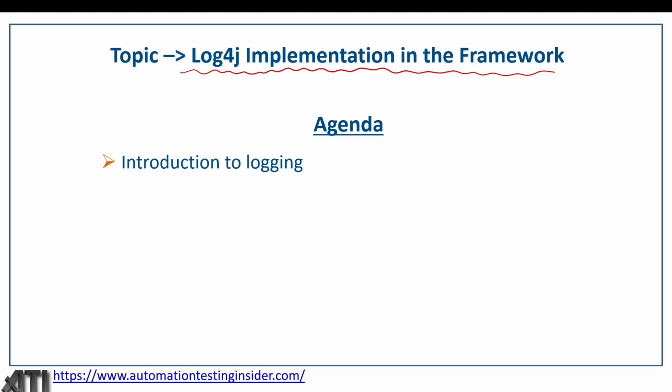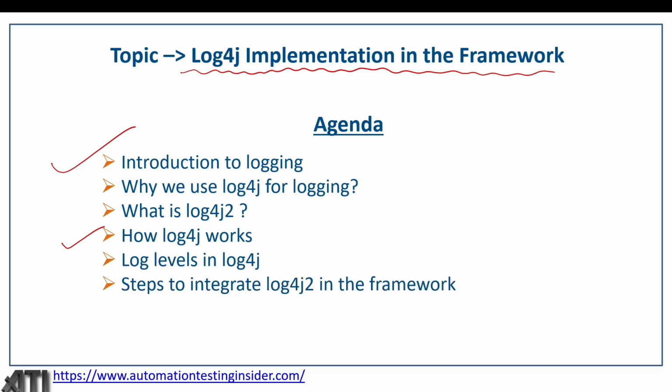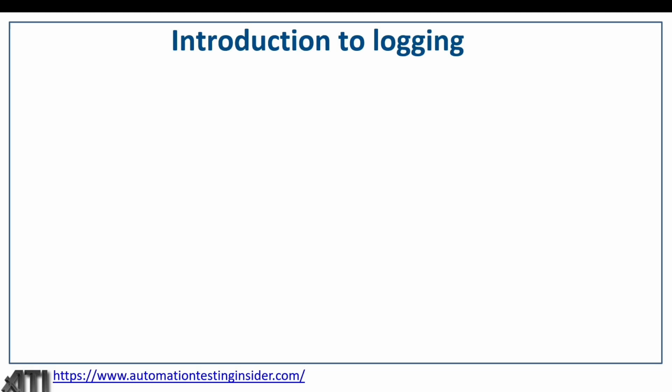We'll talk about an introduction to logging, like what we mean by a log and why we use Log4j for logging purposes, and what Log4j 2, the second version of Log4j, is. We'll talk about how Log4j works. Later on, we'll discuss the different levels of Log4j, and at last I'll show you the different steps we need to follow to integrate Log4j 2 in our framework, right? So let's have a look at the first topic, what is logging, or introduction to logging.